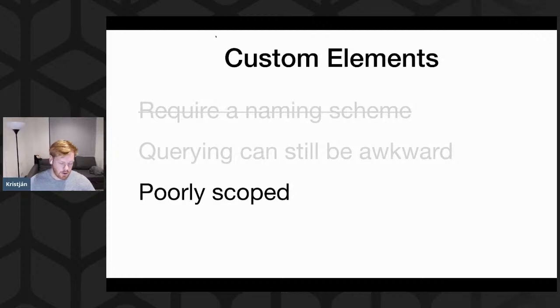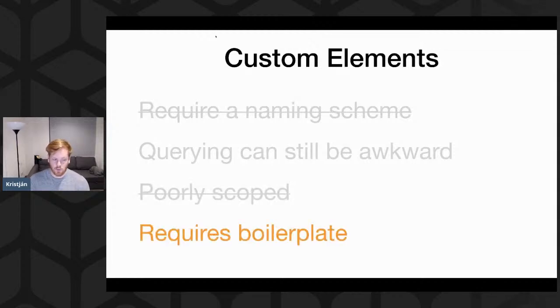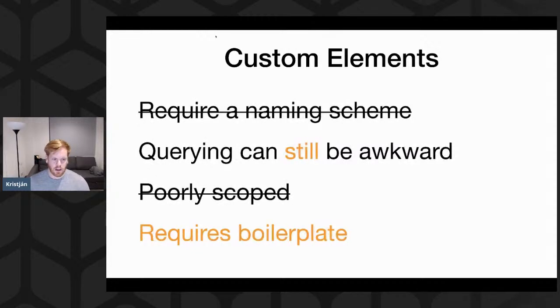Are they poorly scoped, like how behaviors are poorly scoped? I'd argue no. But as we've solved some of these issues, I feel like another issue has shown its head, which is that now we require boilerplate. So there's still some drawbacks that I think maybe we can do better.